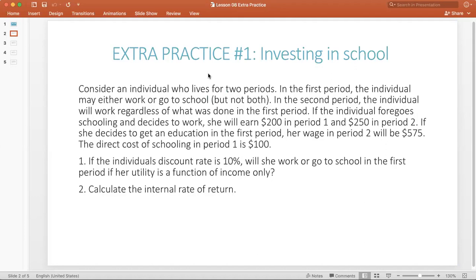So number 1, if the individual's discount rate is 10%, will she work or go to school in the first period if her utility is a function of income only? So since her utility is a function of income only, we're just going to compare the two of either going to work or school in the first period and see which net present value comes out greater. So of course they gave us a lot of information, so I think the easiest way to keep track of all of this is making a table.